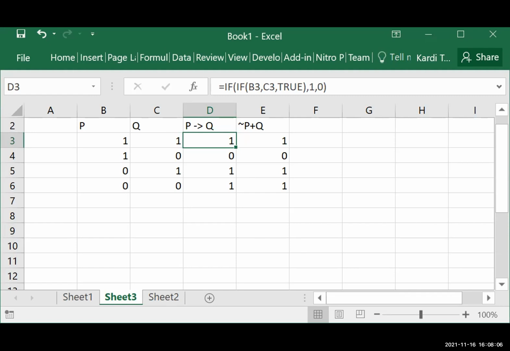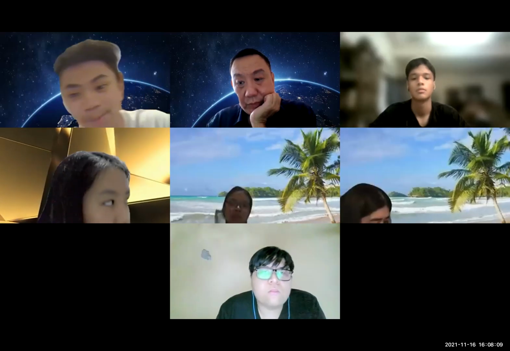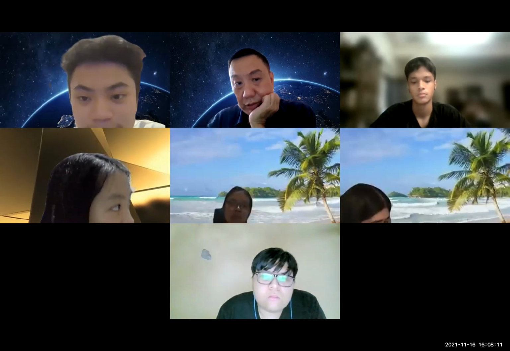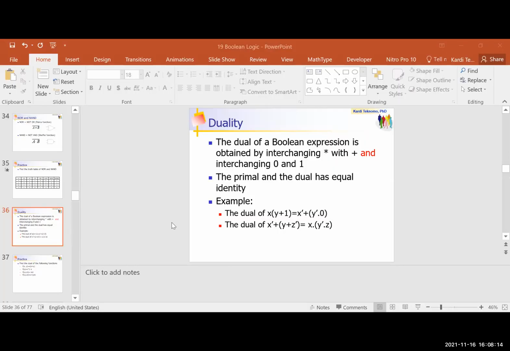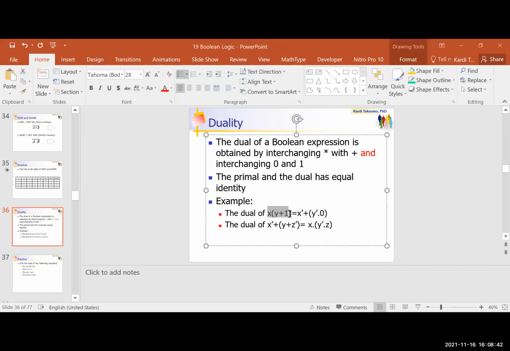Okay, so let's move on to Boolean logic on duality. The dual of a Boolean expression is obtained by interchanging the multiplication with plus and interchanging the 0 and 1. This is based on what is called De Morgan's law. Okay, so there is a primal and a dual. So the dual of this equation here.